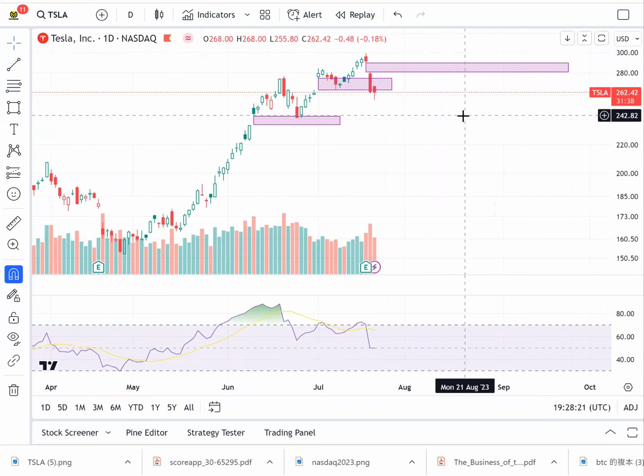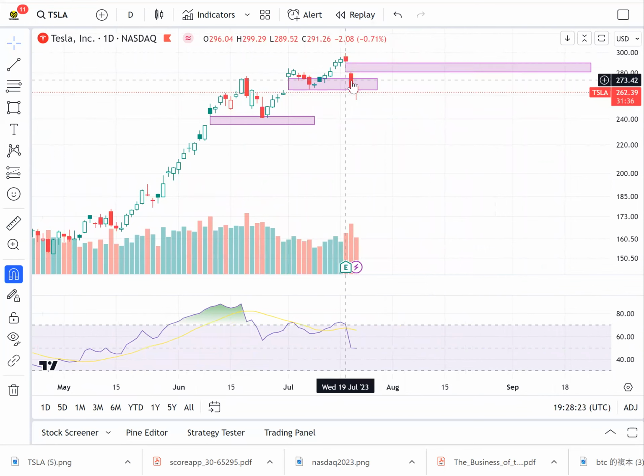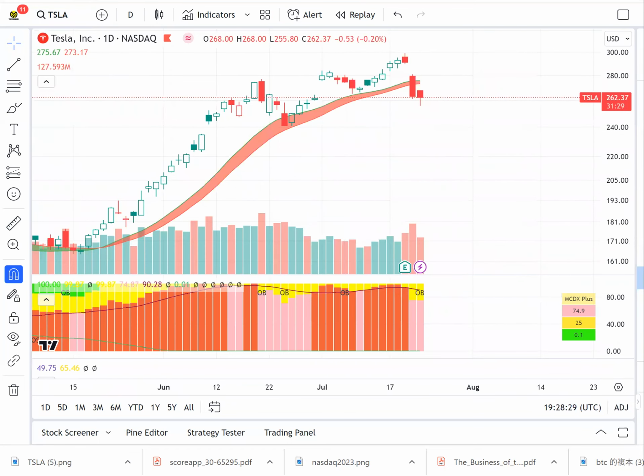Okay, so now we drop below the gap. We have one gap, two gap, and now let's see if this candle can survive. But for long term, my view is the same. I'm still supporting Tesla. It is still my friend. Okay, so let's see how it goes.